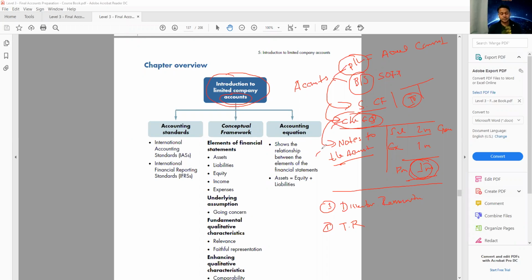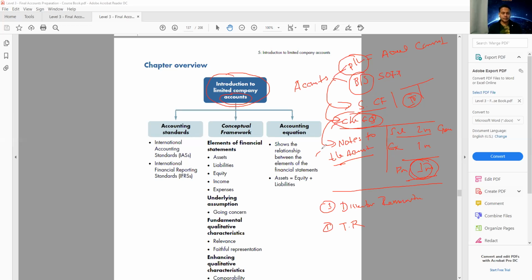But obviously, this is just the introduction of the limited company. They will not ask you any calculation or anything from this chapter. All we are doing is learning what is inside. When you are in level 4, you can actually prepare all of this. In level 4, you will see how to prepare the limited company accounts.